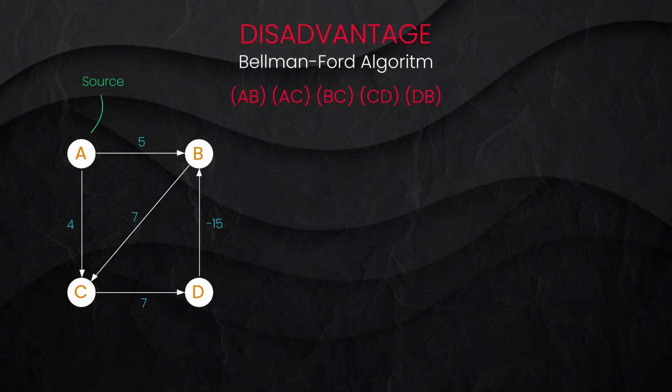AB, AC, BC, CD and DB. These are the different directed arcs. So let's start the first iteration.